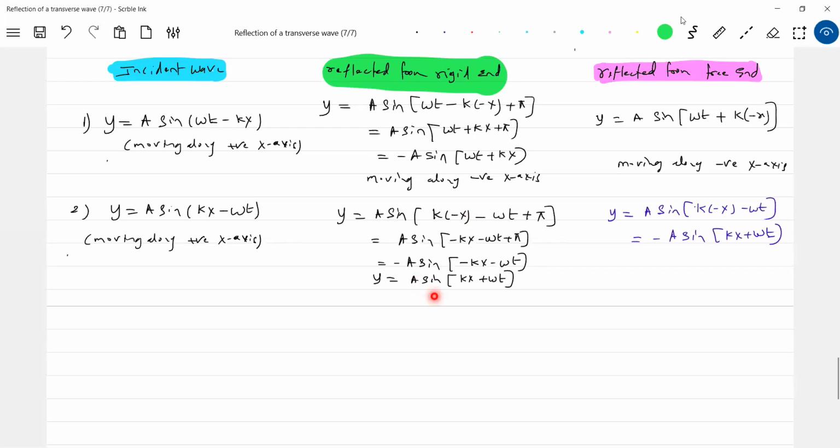Through mathematics it has arrived like this. This is what happens for you. You pick up the questions, no? Rather than fighting in the question, better learn the method. So the wave is moving along positive x-axis. After reflection, what is this wave? It is moving along negative x-axis.